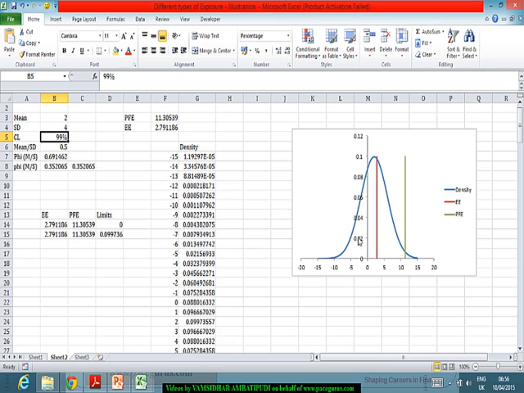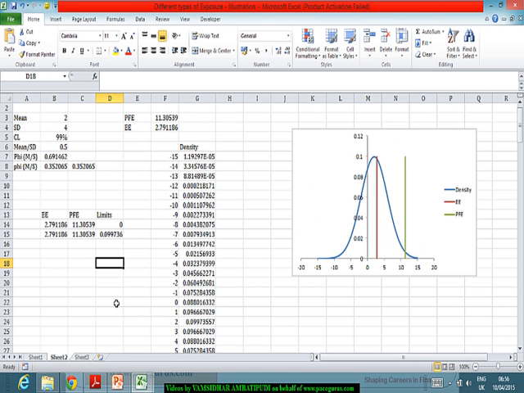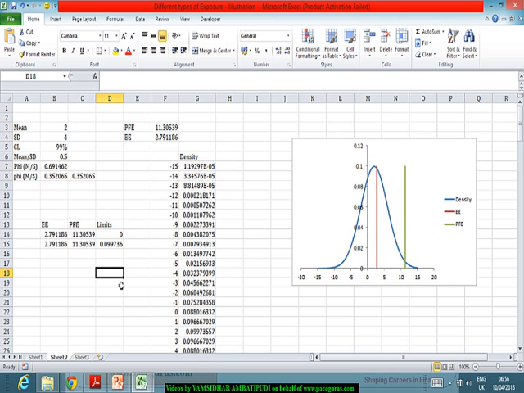Suddenly I see that my potential future exposure has gone to 11.3, which has changed quite drastically. But at the same time, even the expected exposure has gone up. Earlier it was around 2.16. Now it has gone to 2.79, which means as the standard deviation is increasing, both the potential future exposure as well as the expected exposure are going to change. So this is one thing which we have to be comfortable with. A graphical way of understanding is much better for us.